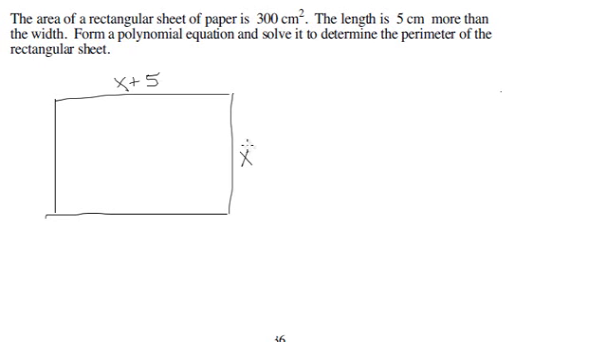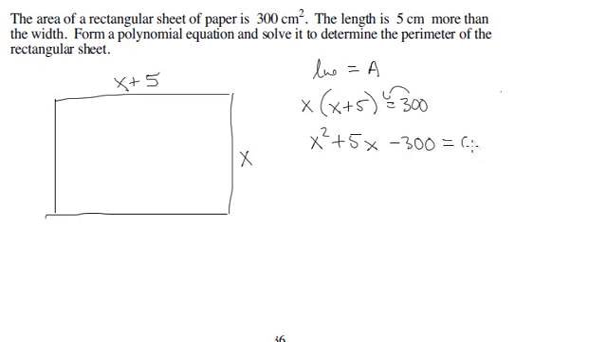Well, if the area is 300, that means length times width is the area. Someone did x times x plus 5, and they found that that was 300. If we expand this left-hand side, we get x squared plus 5x, and I'm actually going to hop this 300 back over to the left-hand side. There we go. Now it's a quadratic. It equals 0. Now we need to factor it. So we need two numbers which add up to 5 and multiply to minus 300.